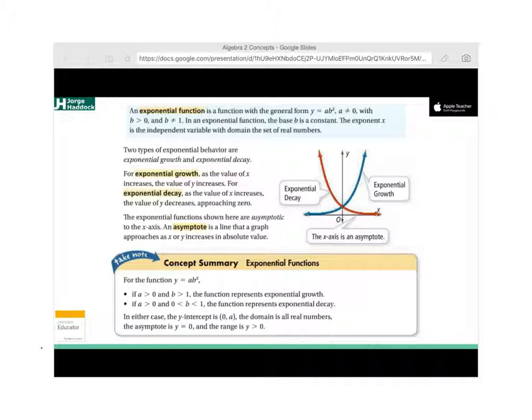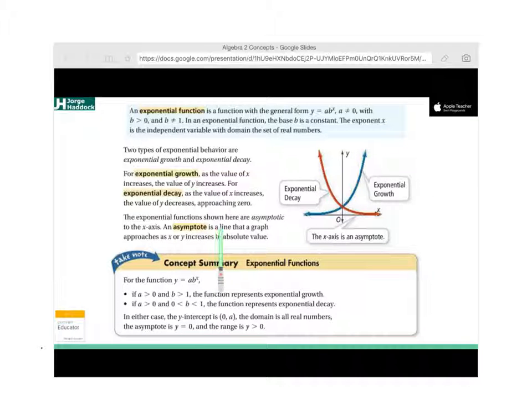We have two types of behavior. The exponential growth, so that means that it's growing. It's increasing: while x is increasing, the y value is increasing. So this blue line represents exponential growth. Now the other one is exponential decay. So that means that while x is increasing, the value of y is decreasing.